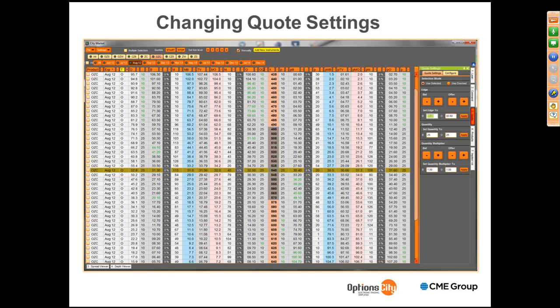Moving on, I mentioned quoting based on edge from your theoretical. So I open up this panel on the right, and I can quickly come in and change what I want my edge to be, both for the bid and offer of a highlighted or selected range of strikes or calls or puts individually, and I can quickly change the edge or the quantity and make those manual adjustments.